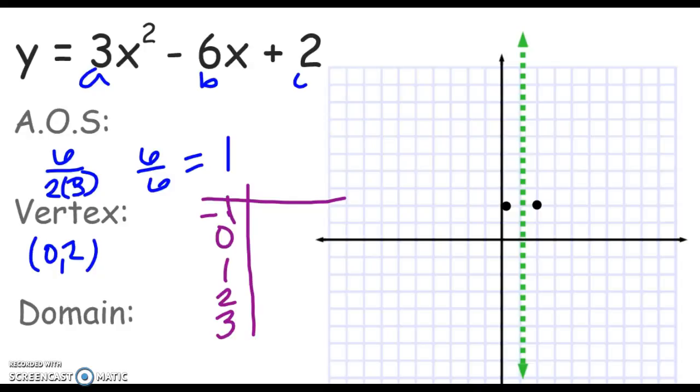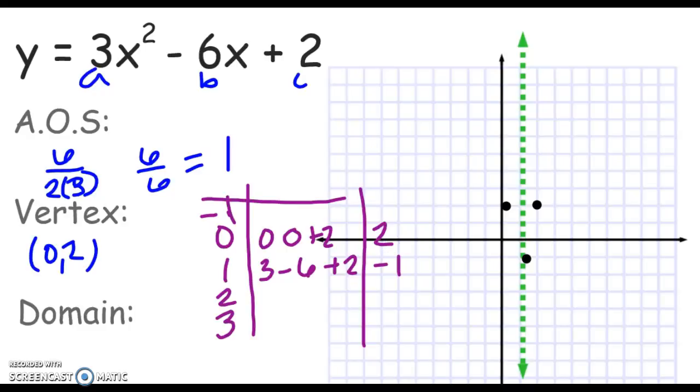So I'm going to start with 1, plug that in. 1 squared is 1, times 3 just gives me 3, minus 6 times 1, which is 6, plus 2. Well, 3 minus 6 is going to give me negative 3, plus 2 is going to be a negative 1. So I'm going to do over 1, down 1, and then I'm going to move on to the other ones as well. So 0, I know that's going to be my 0, 2, which is already graphed for me.